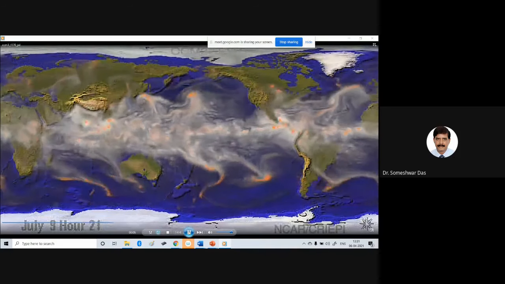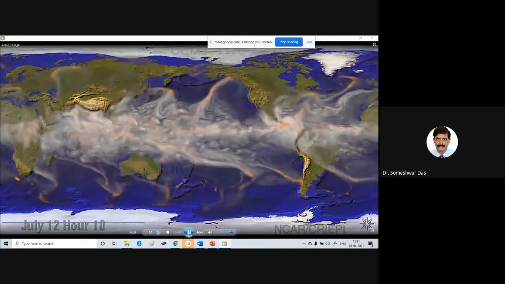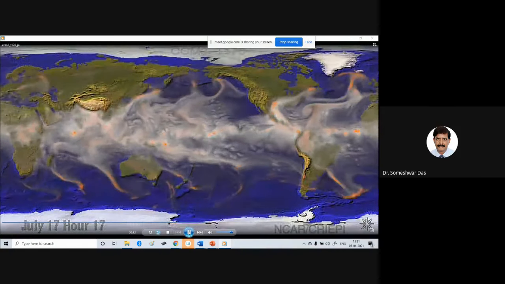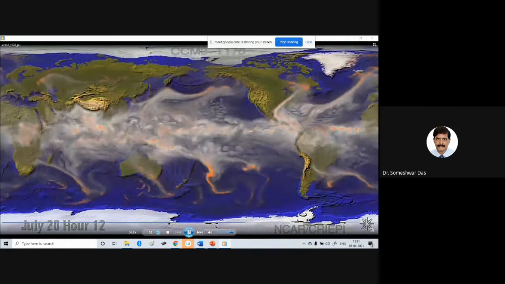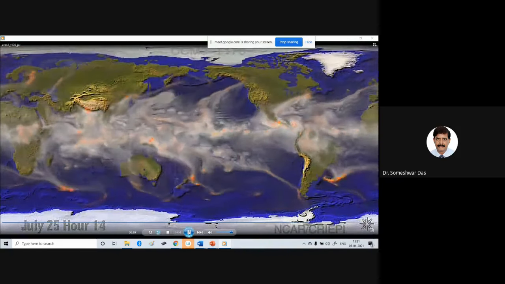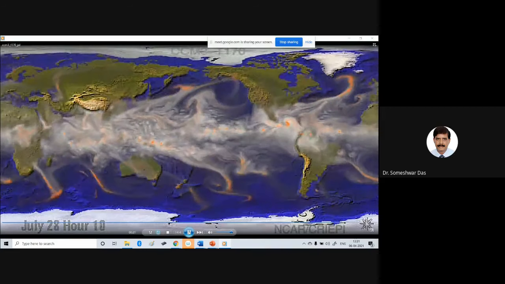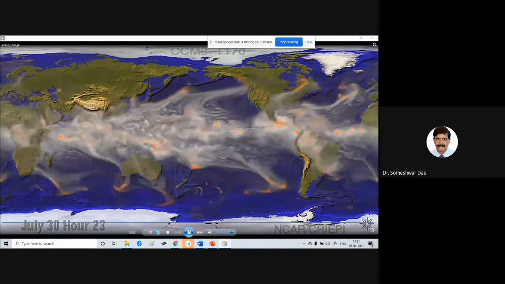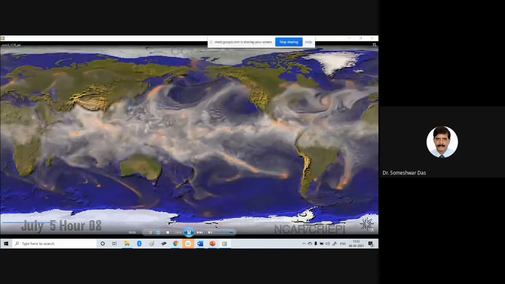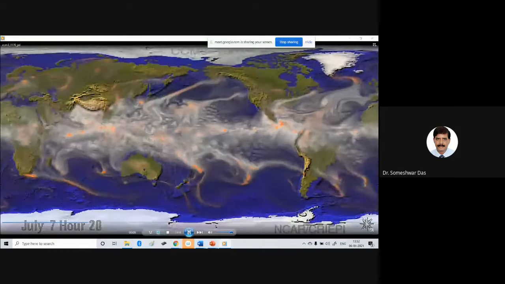This is what is shown here in this simulation, and you should be able to do all these things, because students who study atmospheric science, oceans, modeling and computing should be able to produce such simulations by themselves. So this is yet another example.